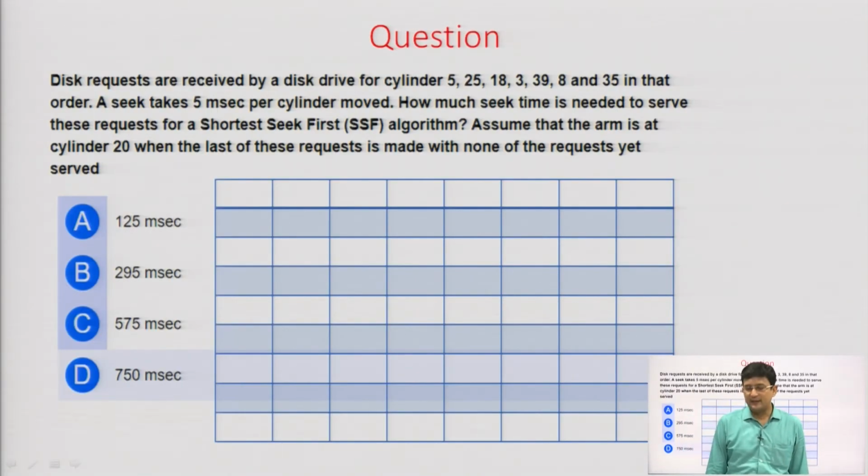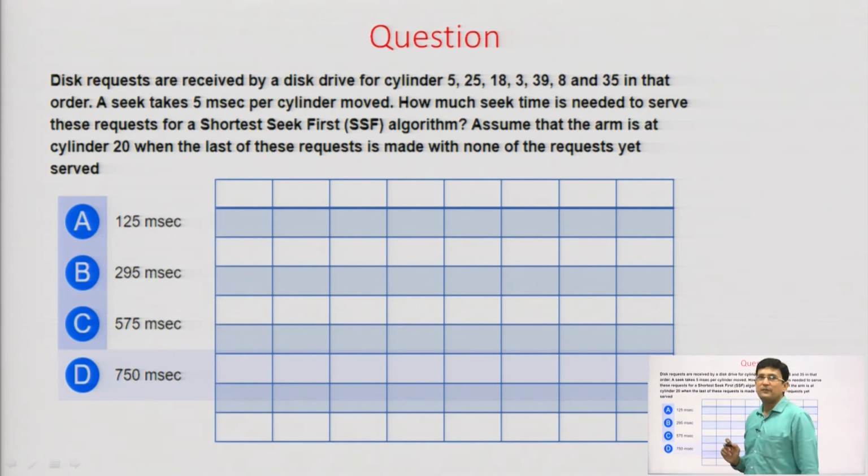Now, let us take another example. It is saying that the disk requests are received by a disk drive for cylinder 5, 25, 18, 3, 39, 8 and 35 in that order, means it is coming in this order only. A seek takes 5 milliseconds. Seek means you have to locate to the desired track. So, the disk arm has to move. So, this is the seek time. So, it is said that the seek time is 5 millisecond per cylinder moved.